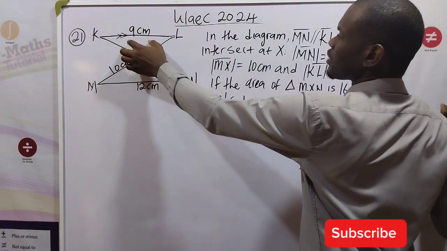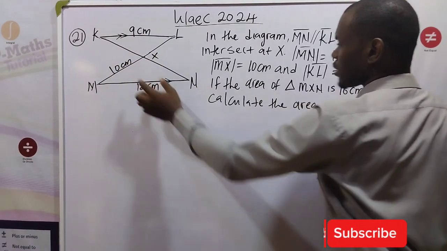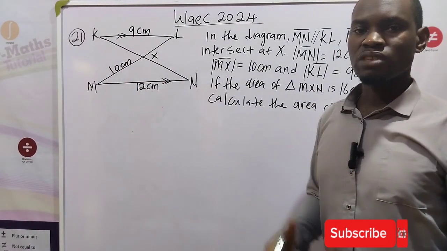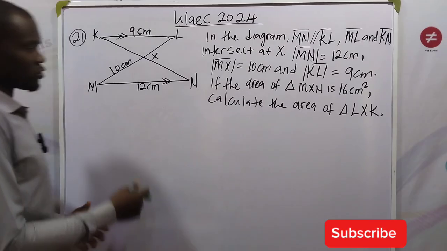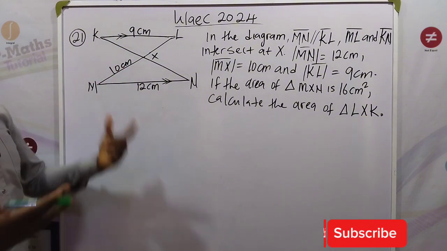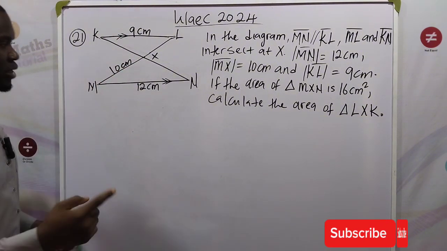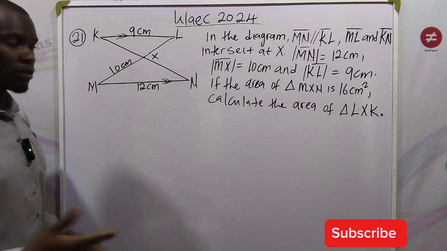So we are looking for the area of this triangle, while the area of this triangle was given, right? So we adopt the method of scale factor to solve this. But before we use the scale factor to solve it, we have to be sure that these triangles are congruent. What do we mean by congruent? That they have corresponding sides and corresponding angles.